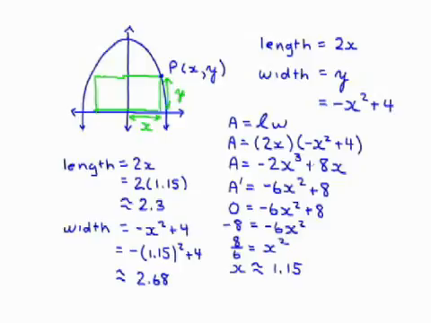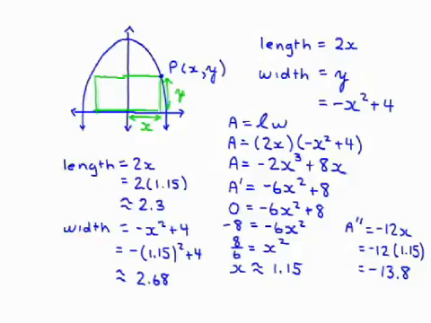So I take my second derivative, A double prime, which is equal to negative 12x, and I substitute in my value of x, which was 1.15, and I find that A double prime at x equals 1.15 is equal to negative 13.8. A double prime is less than 0. It's negative. Therefore, I do know that I am dealing with a maximum.